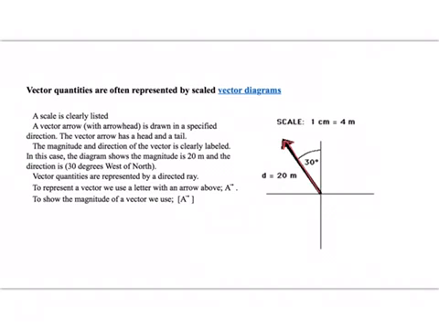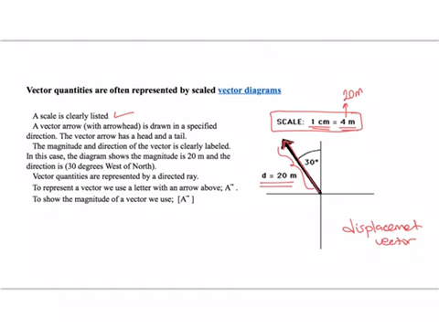In drawing a vector, a scale should be clearly listed. Here is my scale. It represents that 1 centimeter is equal to 4 meters. This is a displacement vector. The length of the arrow represents the magnitude of the vector. So the displacement has a magnitude of 20 meters. If this is 20 meters, then the length of the vector should be 5 centimeters.